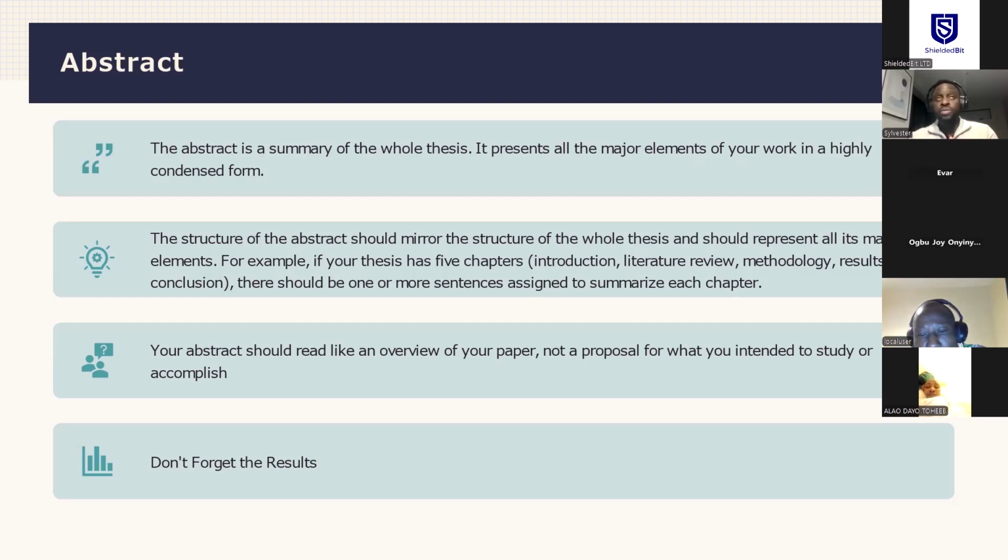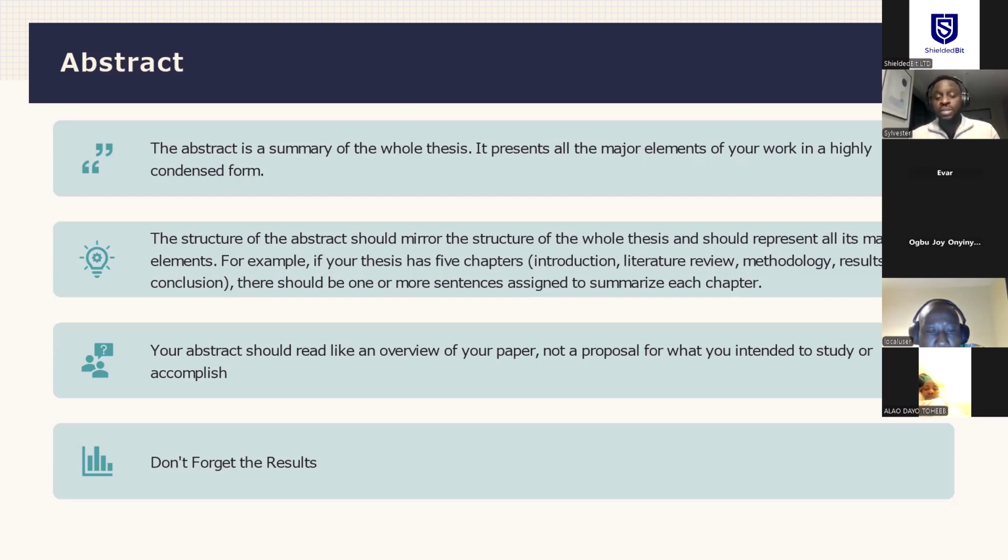This is not for your lecturers who score you. They'll definitely read your work. But assuming this is going to be published anywhere, at the abstract is where whoever sees your document is going to decide, okay, this is what I'm looking for. I'm going to read this. So that's why I say abstract is very, very vital.